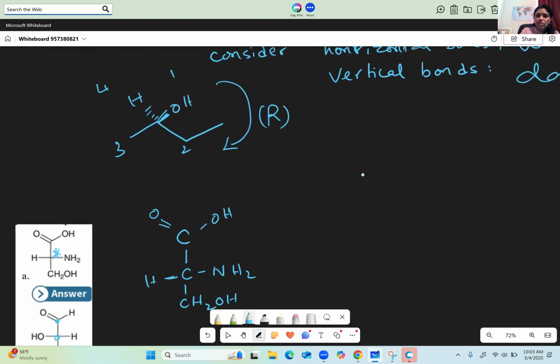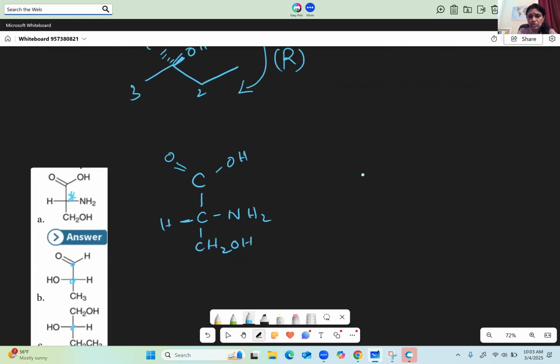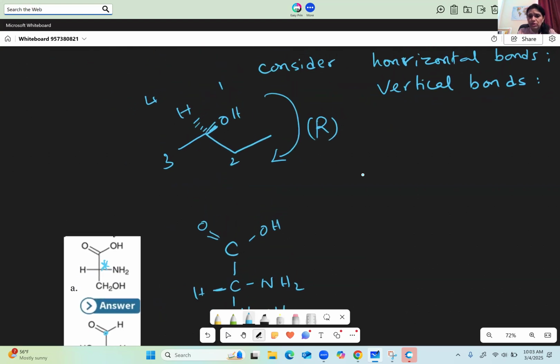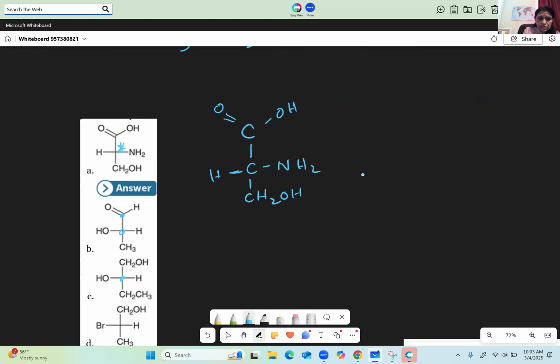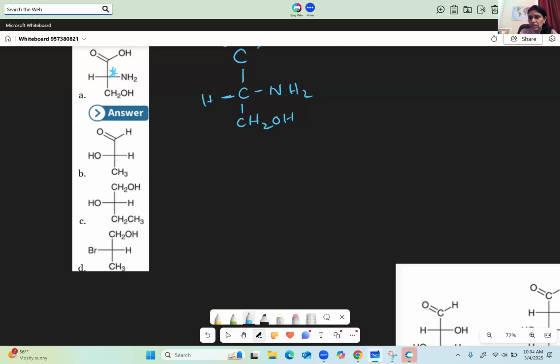Now if I were to use the same logic here to assign the R's and S's, it gets a little tricky because we don't have dashes and wedges anymore. Everything is drawn as lines. One thing you do want to understand here is these intersections. Whenever you draw these structures, these intersections are carbons. And if you notice, there are multiple OH and H groups, right?